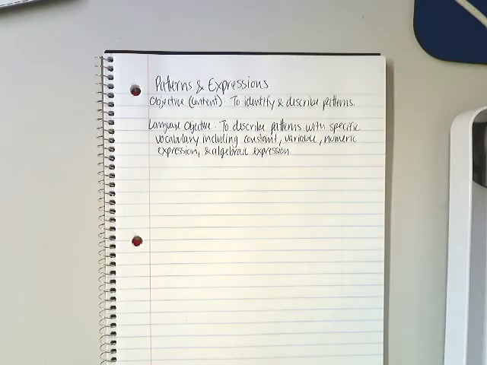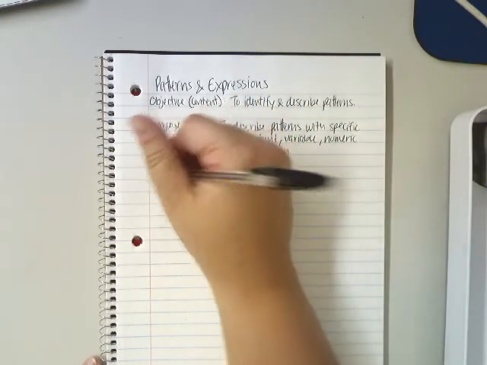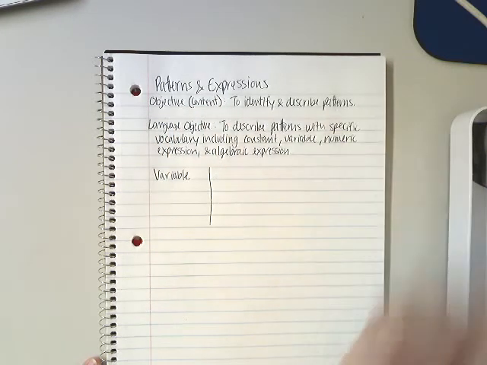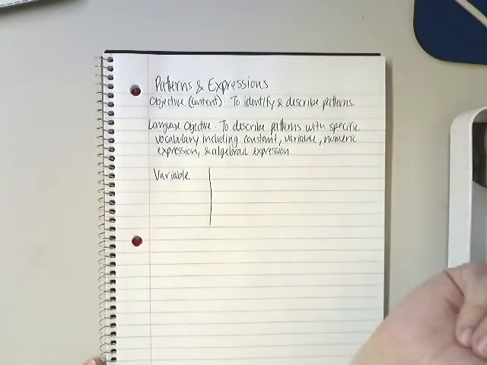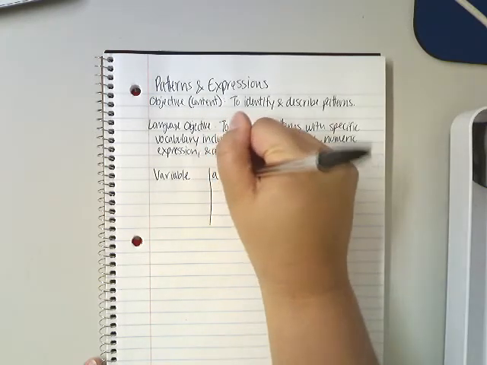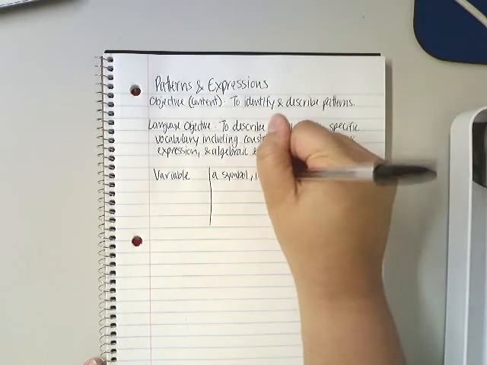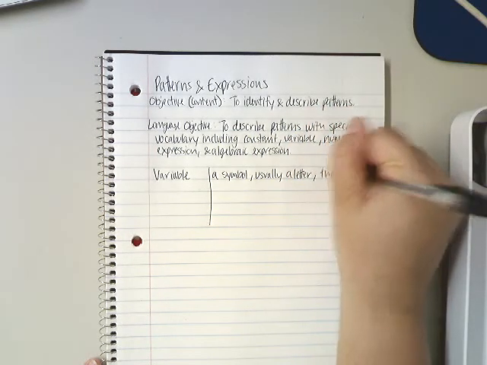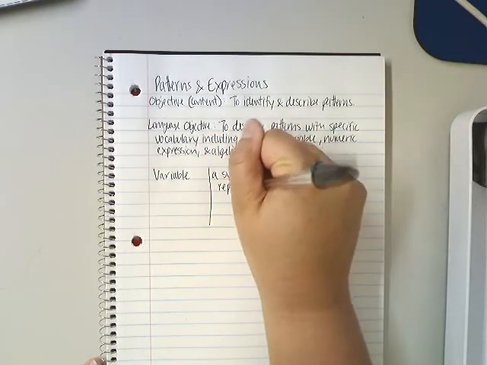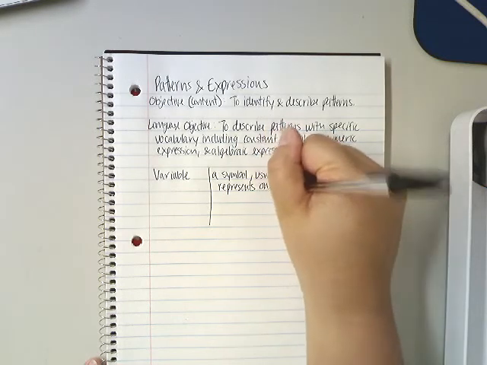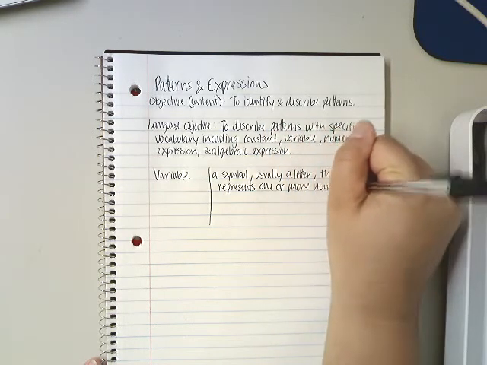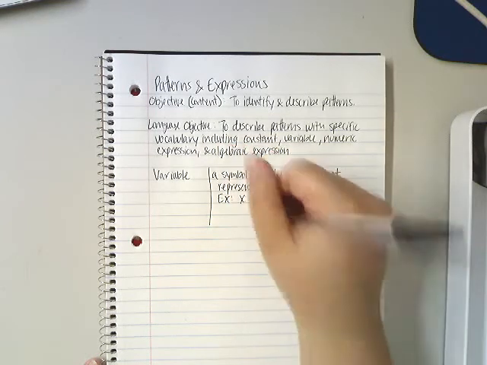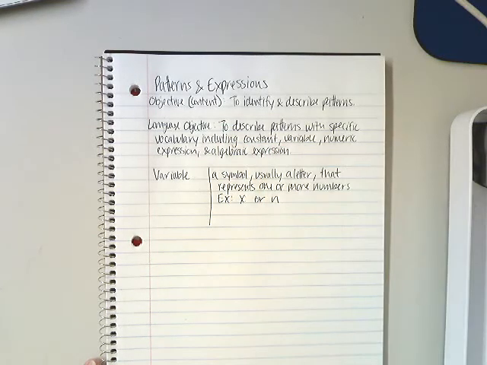So we're going to start by defining some of those terms that I just listed. On the left-hand side, let's write the word, and then we'll draw a line. On the right-hand side, we're going to write the definition. Our first word is variable, and the definition is a symbol, usually a letter, that represents one or more numbers. A couple examples you might be familiar with: you have x, or you could have something like n. Those are both examples of variables.